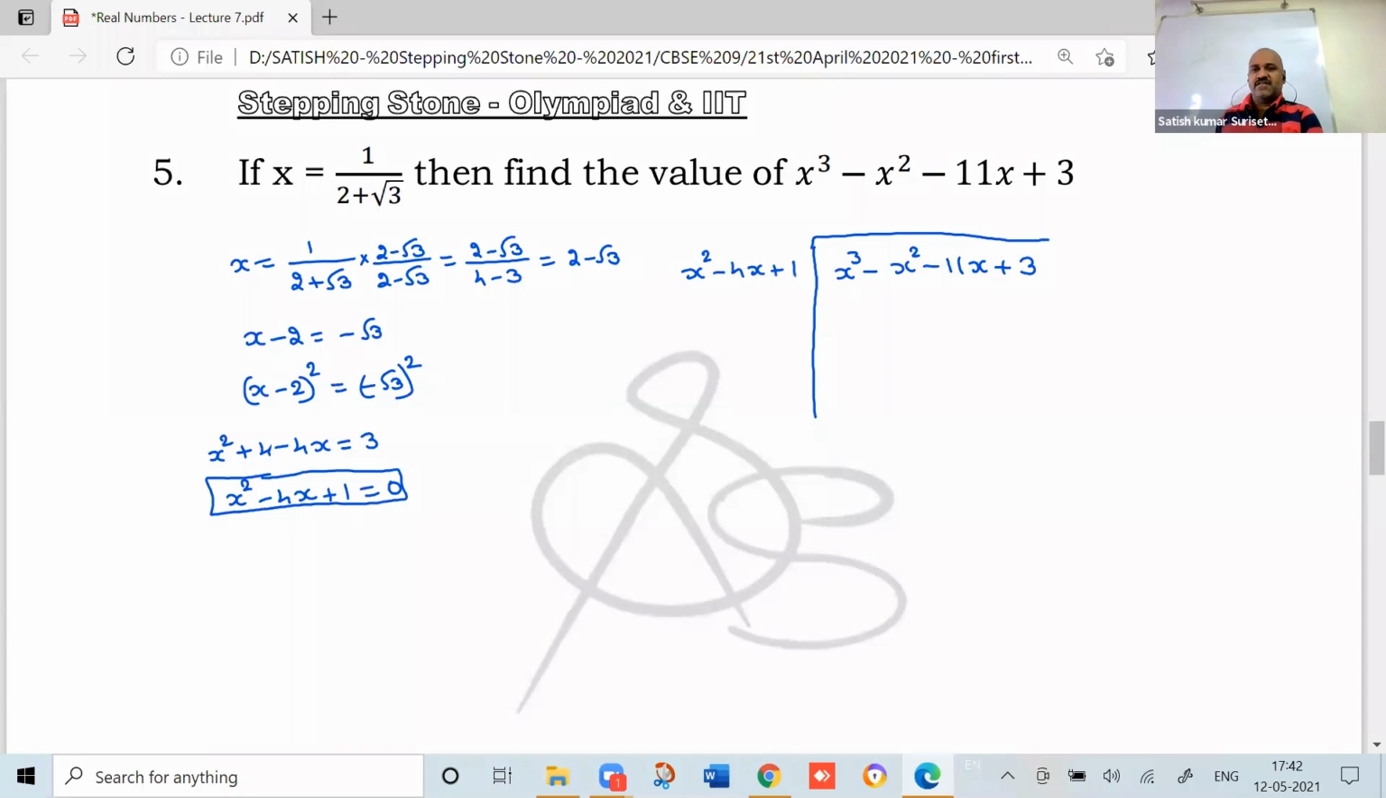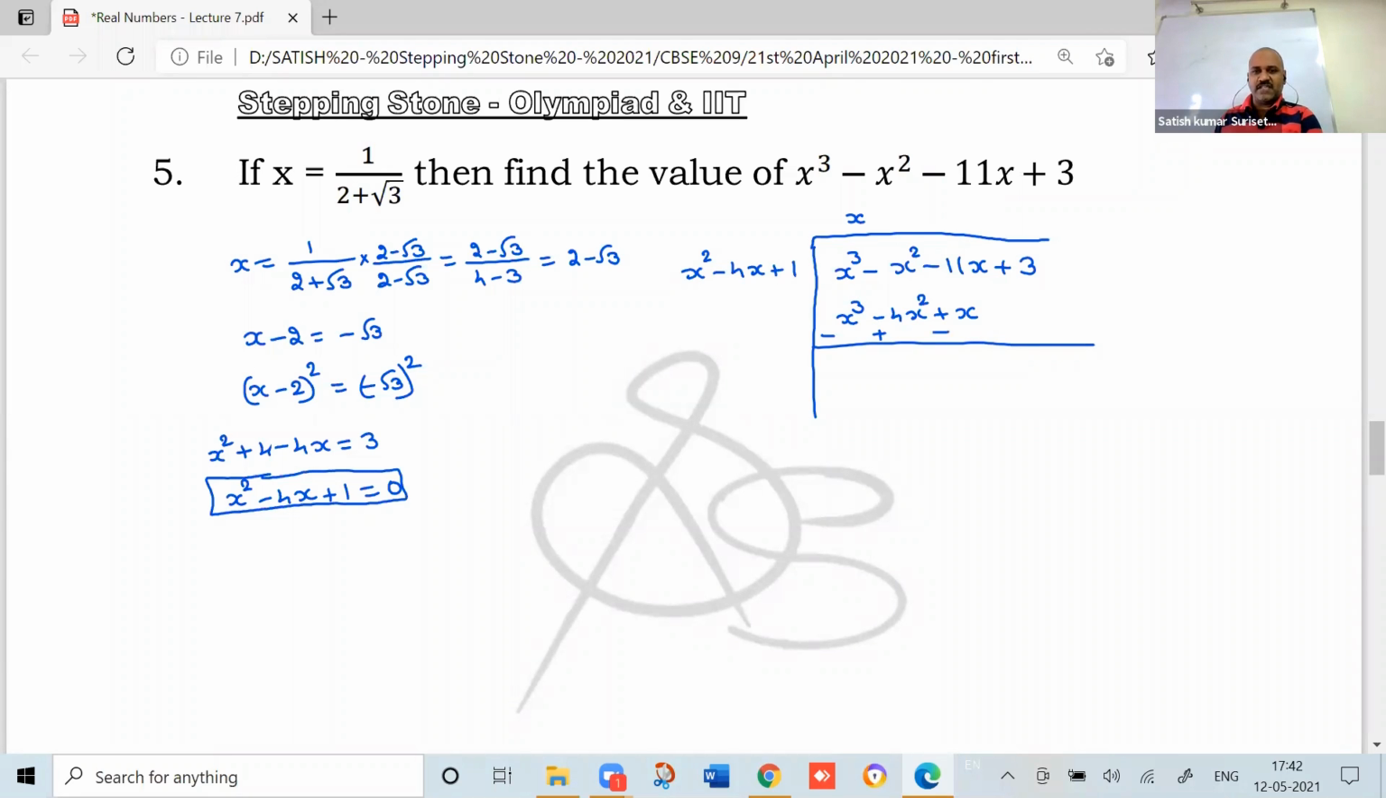Now, here x cube is there, here x square is there. So x cube upon x square, you will get x. So write x in the quotient. Now multiply x with all the terms. So x into x square, x cube, x into minus 4x, so minus 4x square, x into plus 1, so plus x. Subtract. So minus plus minus. So this will get cancelled.